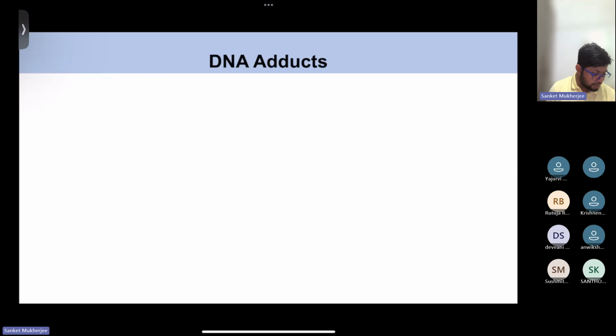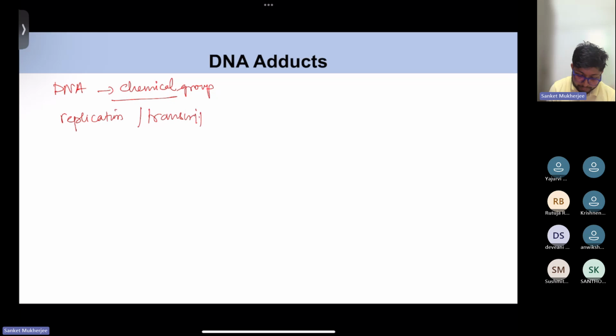Coming to DNA adducts. DNA adducts are DNA with some other chemical group. If it is attached to DNA, it is called a DNA adduct. So it can also interfere with replication or transcription and can induce mutations, right? These are the implications.